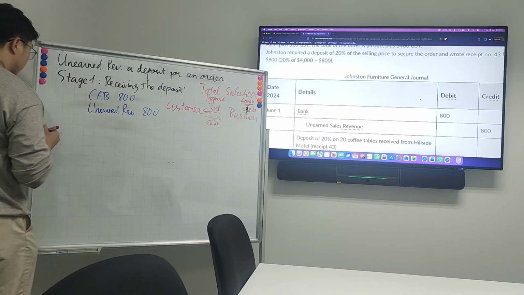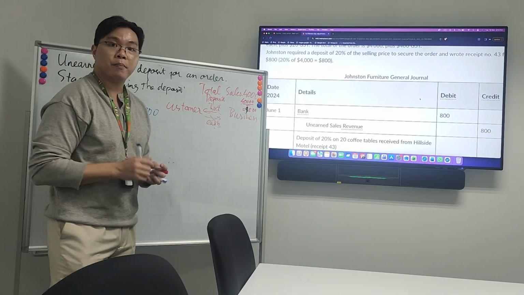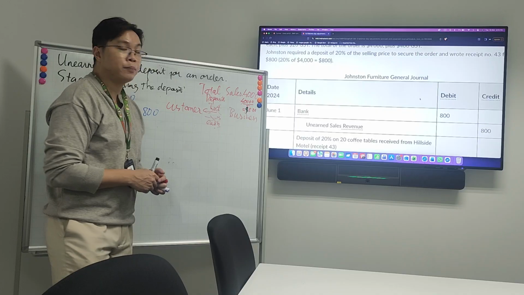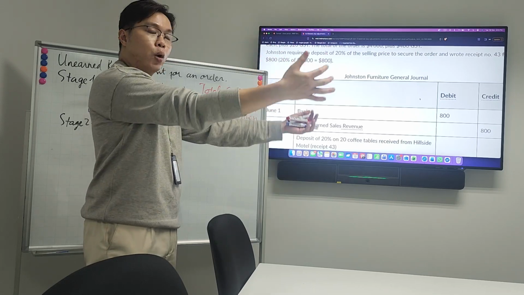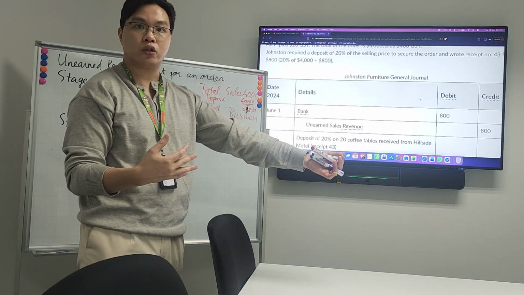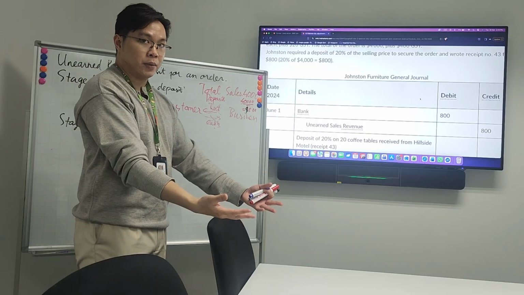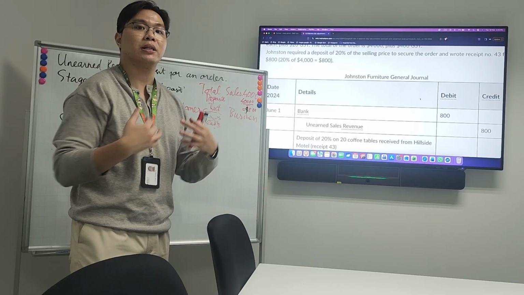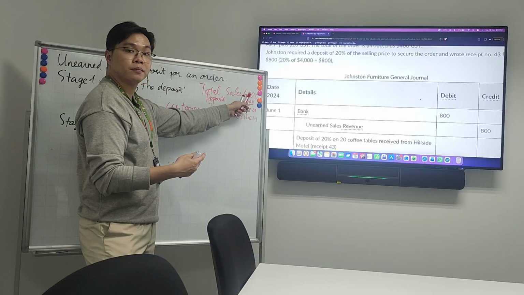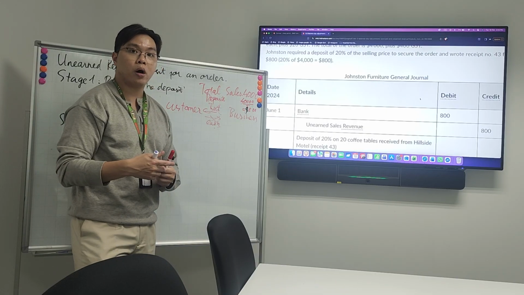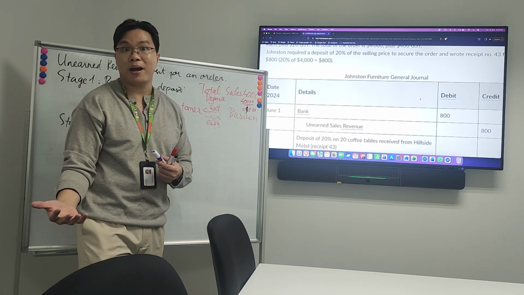Stage 2. Now, the customer made an order, they paid the deposit. What's the next stage, do you think? Of course, it's when the order has completed, or in other words, the order has come to the store and we deliver that to the customer. Now, there are 2 scenarios when you deliver the item, the inventory, to the customer. Either they pay the rest of the sales, or they say, I don't have any cash right now. Can I come back to your store later and I'll pay for it later?